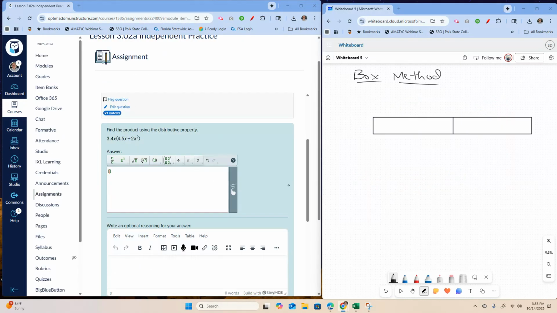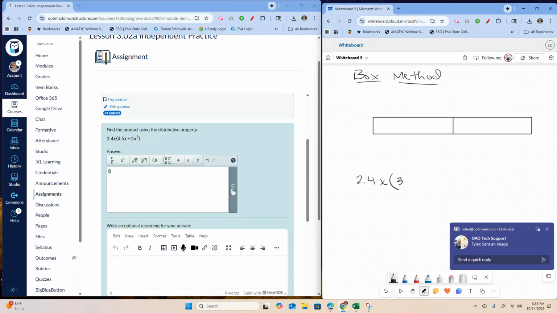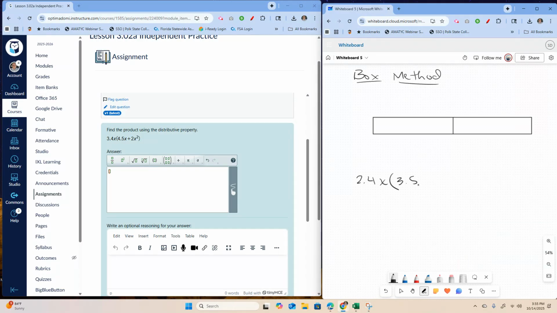Problem number 4, same idea, but now we have decimals. So let's say I have here 2.4x times 3.5x plus 3x squared. So what is out here is the monomial. That's what we're going to write here on the side of the box. We're going to use the box method.